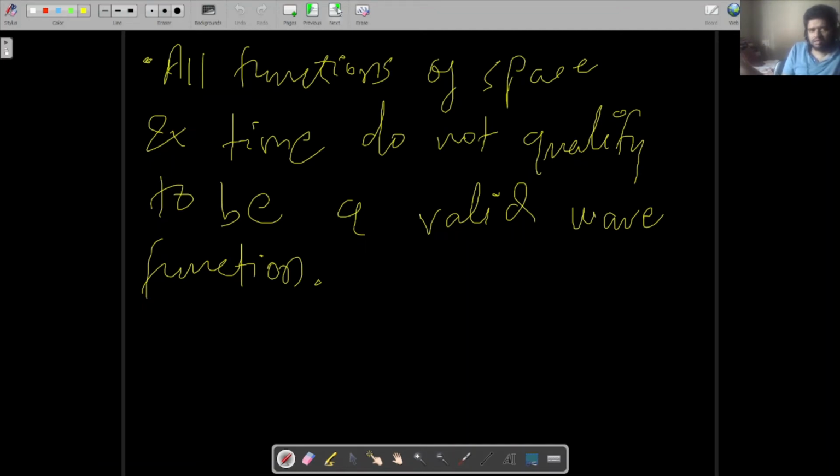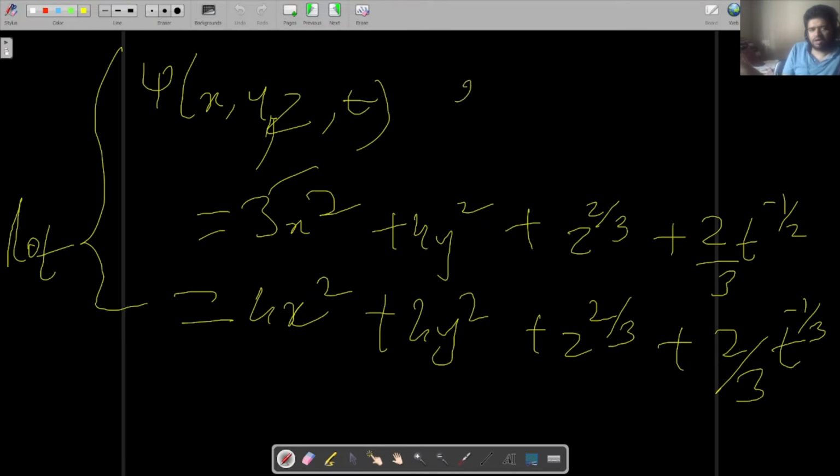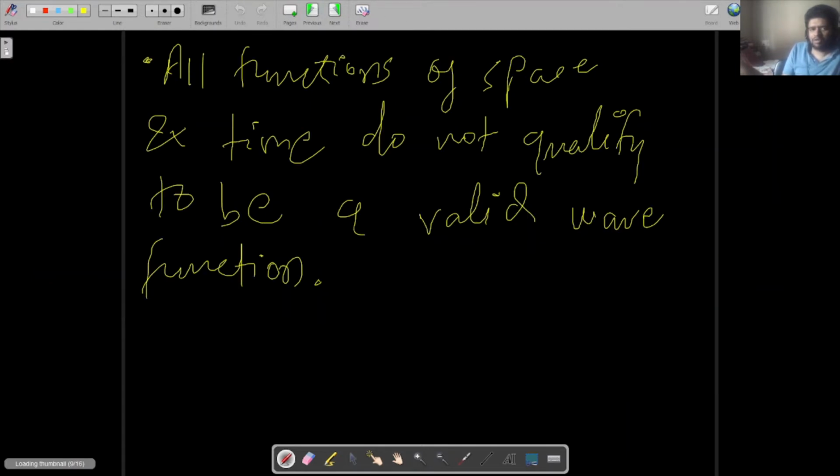Okay, so if you see a function of r and t, never say that it is a wave function blindly. We can't tell that it is a wave function blindly. It must satisfy some specific condition so that the wave function is a function of space and time. And that condition I am telling you now. So all functions of space and time do not qualify to be a valid wave function.